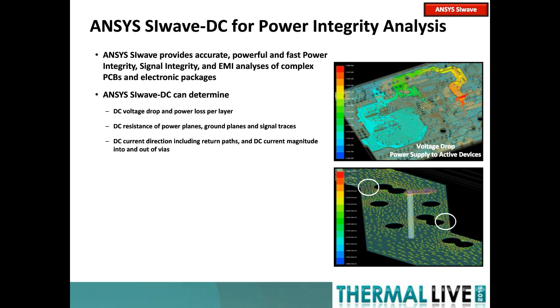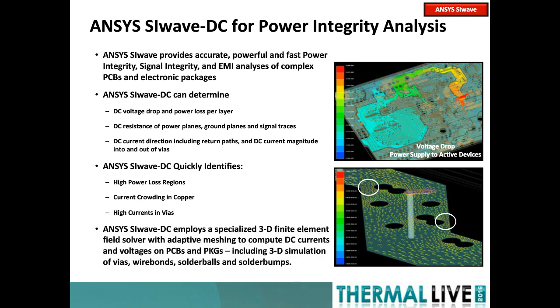SI-Wave DC quickly identifies high power loss regions in your board. It identifies where current crowding is occurring in the copper and identifies high currents in vias. And SI-Wave employs a 3D finite element field solver with adaptive meshing to compute these DC currents and voltages in the PCB.